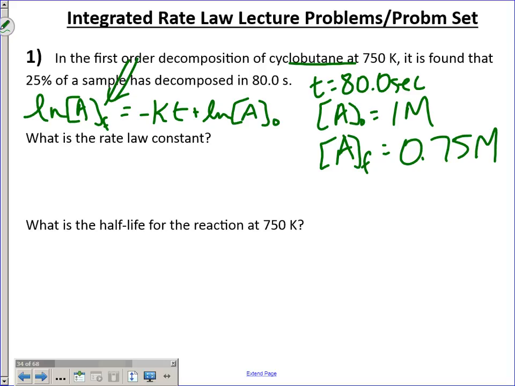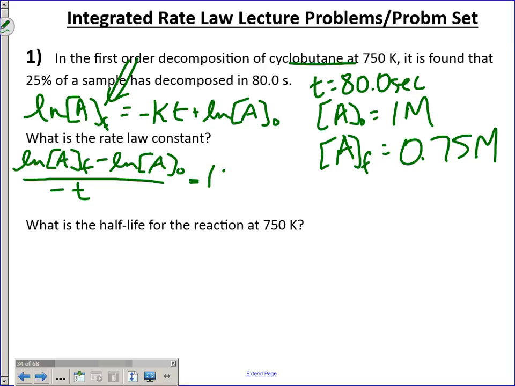I like to just rearrange variables versus plug in values at first because it makes my life easier. So if you're rearranging this to solve for k, you need to combine your ln's: ln of A final minus ln of A naught equals negative kt. But you're solving for k, so what are you going to divide by? Negative t. Are you guys okay if I rearrange like that? You pull the minus ln of A to the other side, divided by negative t to keep k by itself. So this is what k is equal to.